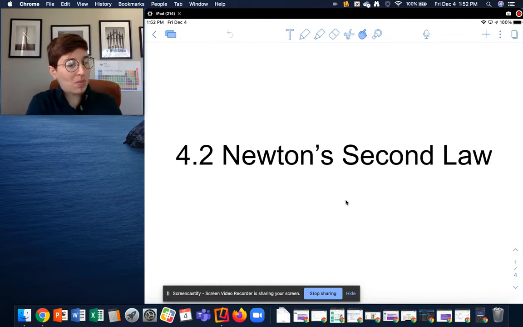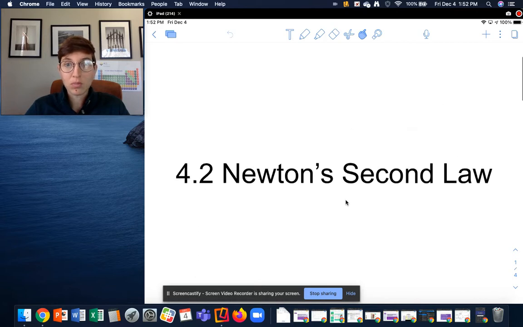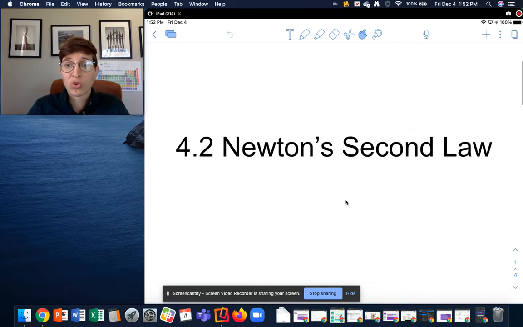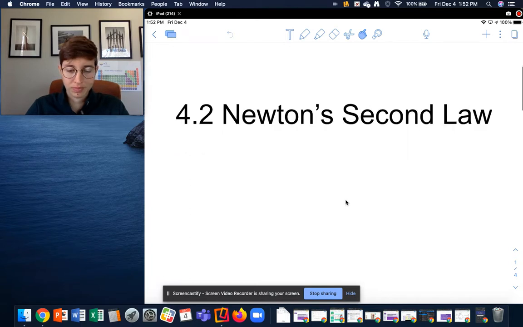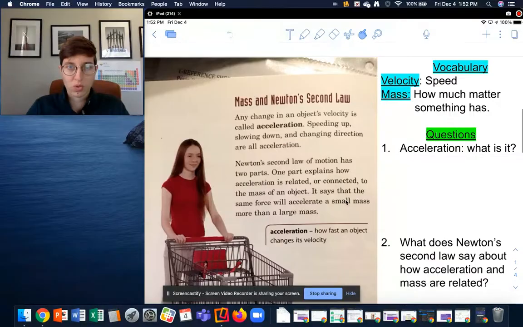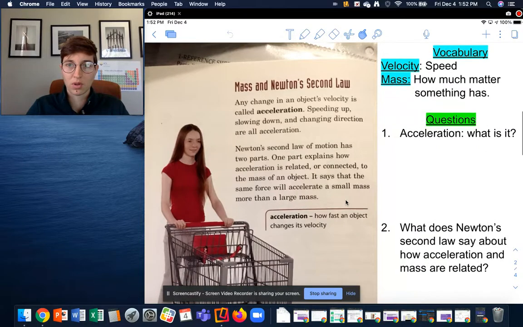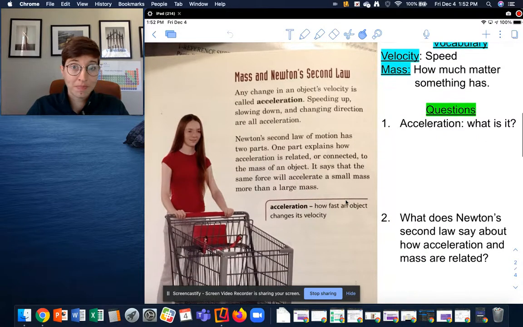So this document should be in Notability. If you don't have it in Notability, go ahead and pause the video and put this into Notability so you can write on it and then split your screen between this video and your notes. All right, so we're going to read a little bit about Newton's second law.